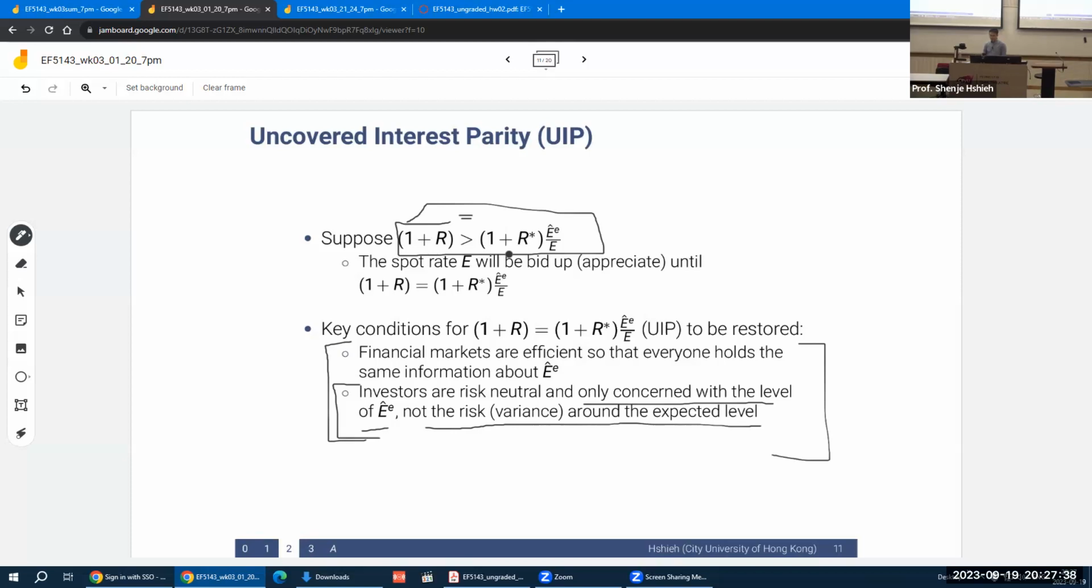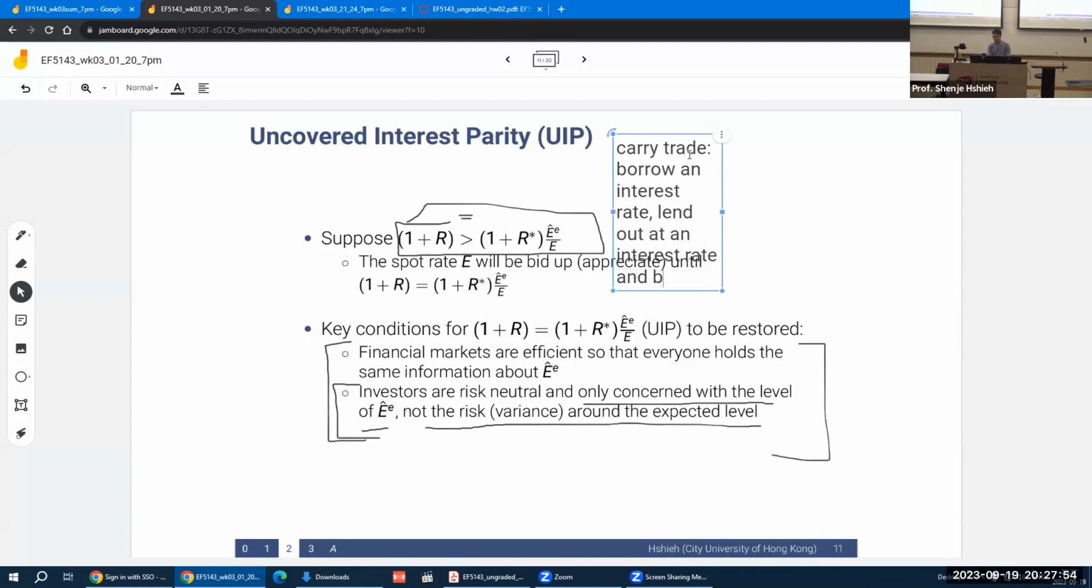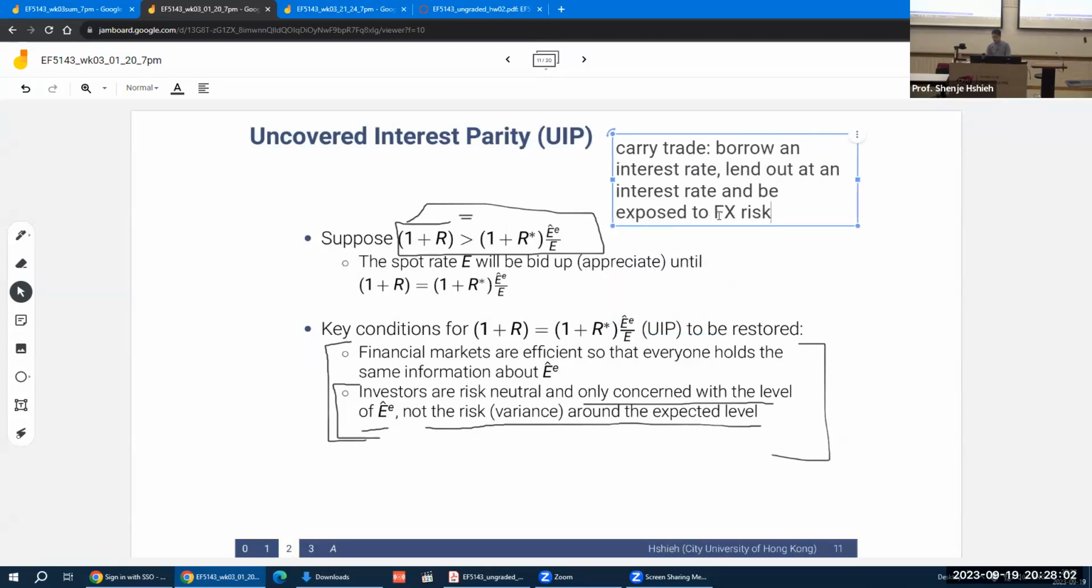So to emphasize, when I say carry trade, I mean borrow at one interest rate, lend out at another interest rate, and be exposed to FX risk, specifically future FX risk. The reason you're exposed is because you have expectations now in your payoff equation.